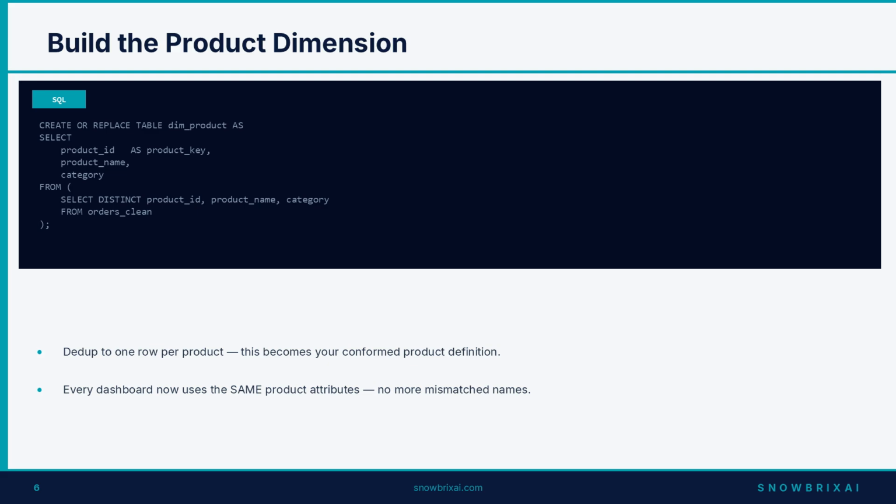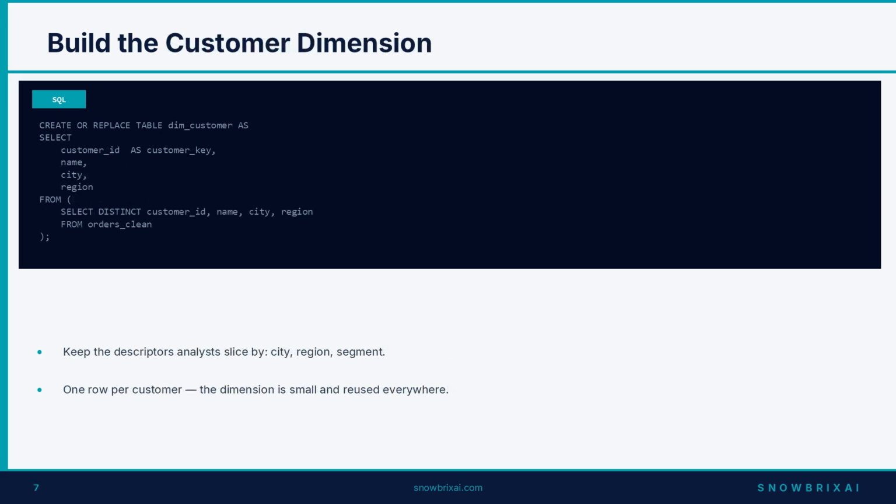Next, the customer dimension, same idea. Now the customer dimension and the pattern should feel familiar. We select distinct customer rows, take customer ID as customer key, then name, city and region. We wrap it in create or replace table dim customer. The trick is choosing the right descriptors. Keep exactly what analysts slice by, city, region, segment. Leave out the noise. You end up with one row per customer. A tiny table that gets reused everywhere. Small dimensions are a feature, not an accident. They join fast and they keep your model honest. One dimension left and it is a clever one.